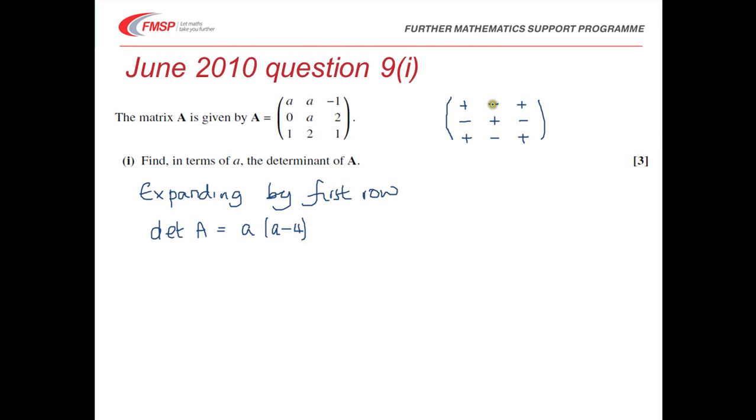And then for the next one, the second entry in that row will have a minus sign attached to it. So that is going to be minus A. So this time we're crossing out the first row and the middle column, and we're finding the determinant of the 2 by 2 matrix, which will be 0 times 1, which is nothing, minus 2 times 1.